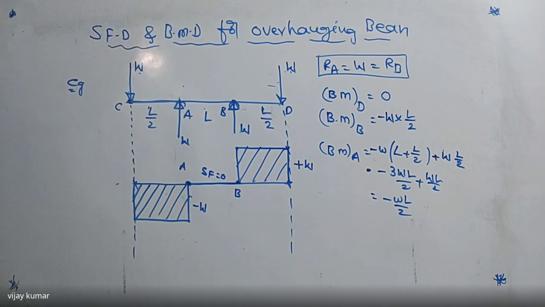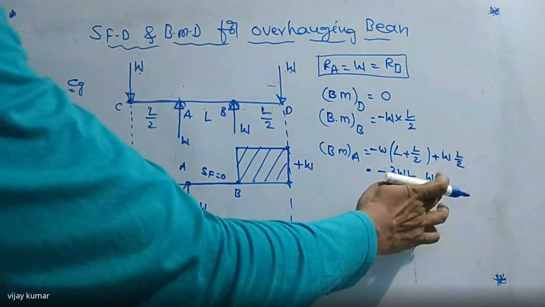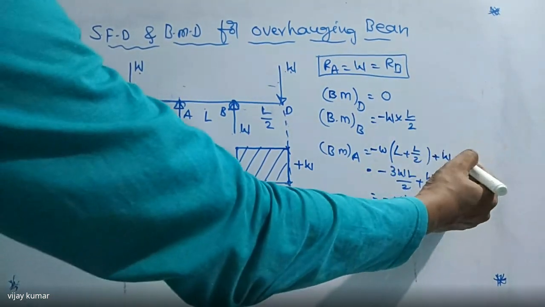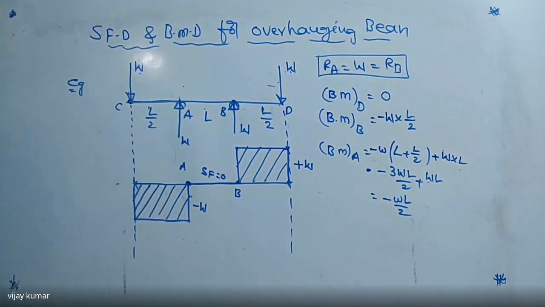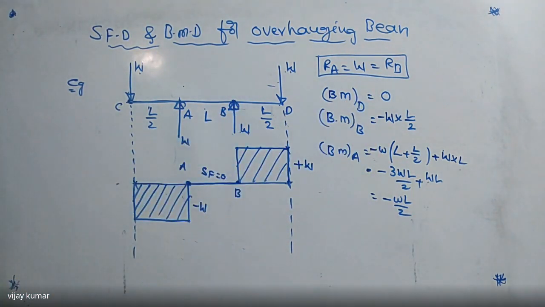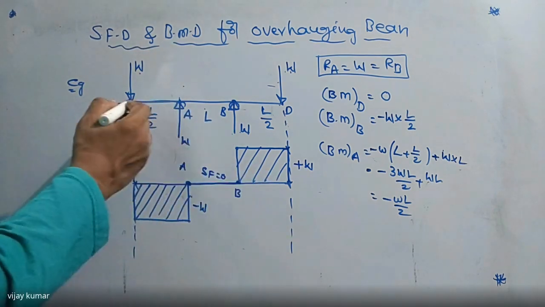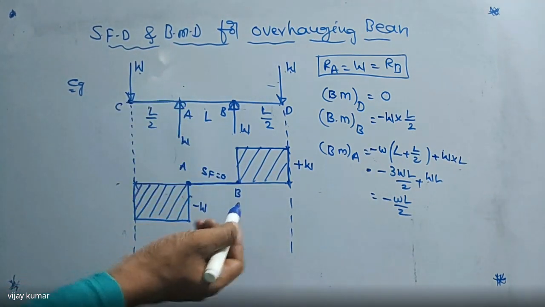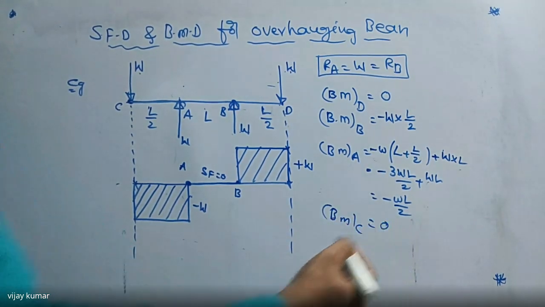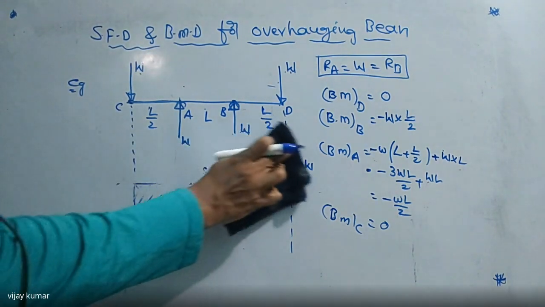Right. So here that is not WL by 2, that is WL. W into L here, not L by 2, W into L here. Then we can get the minus WL by 2. Sorry for that. So now I'm going to take this value, bending moment at B, automatically it becomes 0. So I'm writing here bending moment about C is also 0. Then I'm going to draw the bending moment diagram.